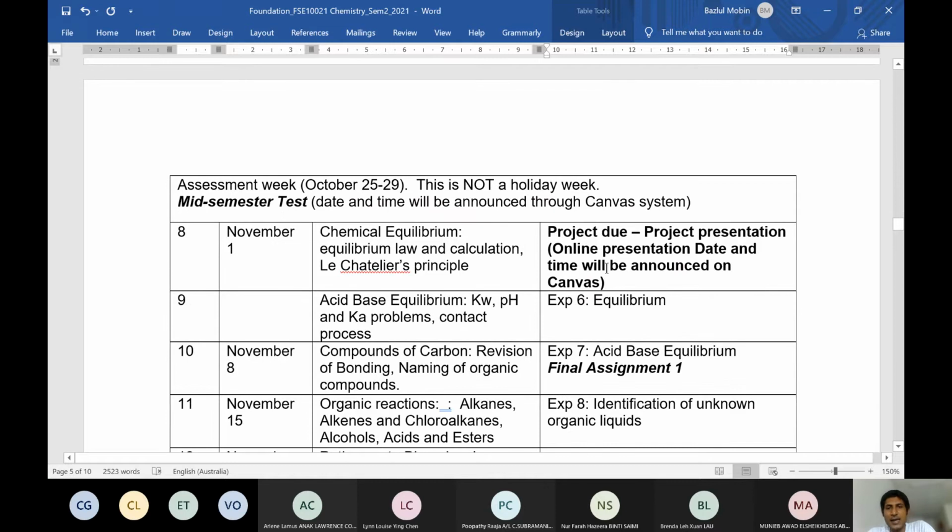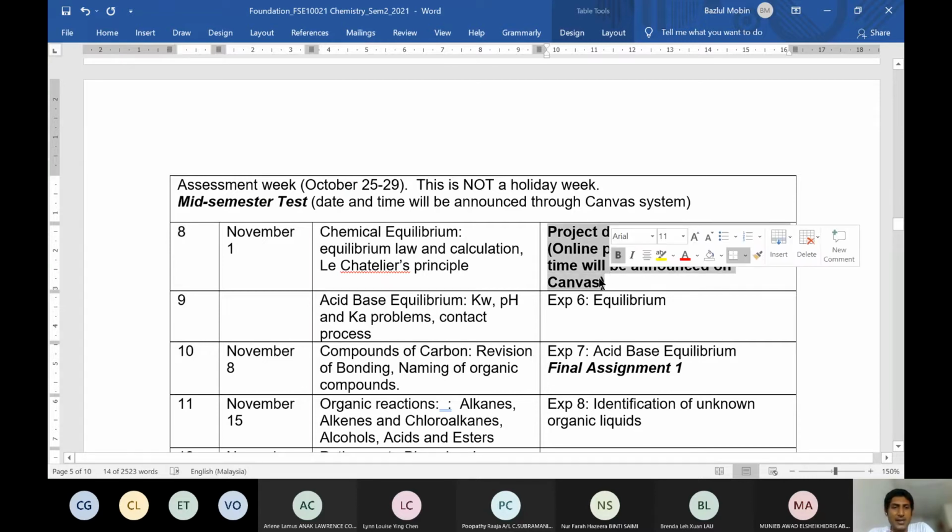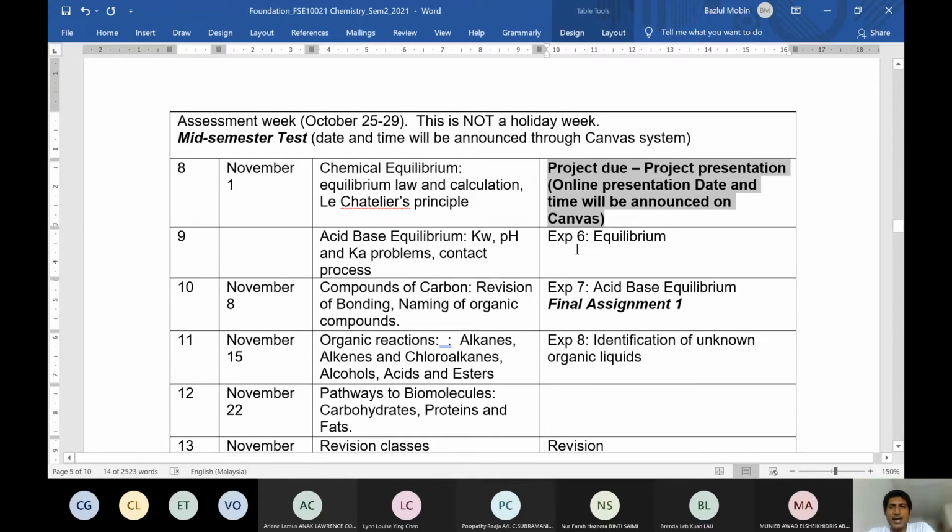So this project you will have to submit either on week 8 or week 9, depends. Most probably on week 8, unless there is any emergency. So on the 8th week you will submit this group project. I will discuss more about how to do the project and how to submit it.